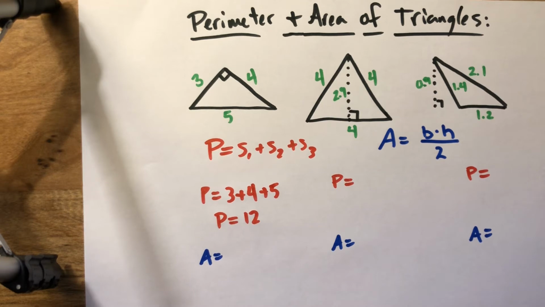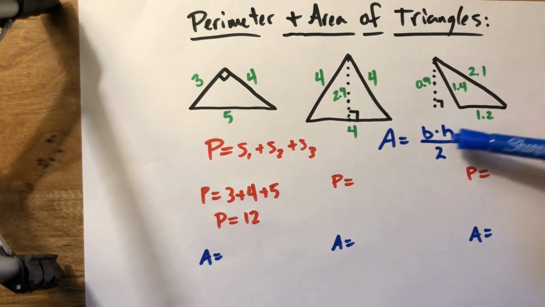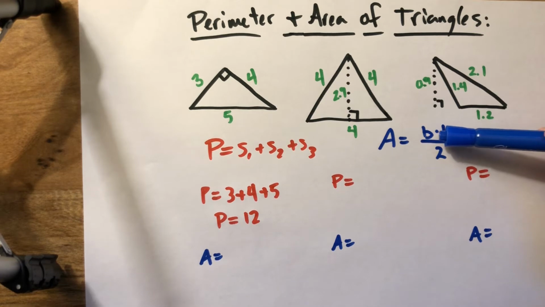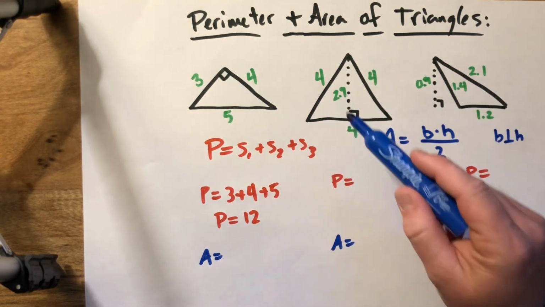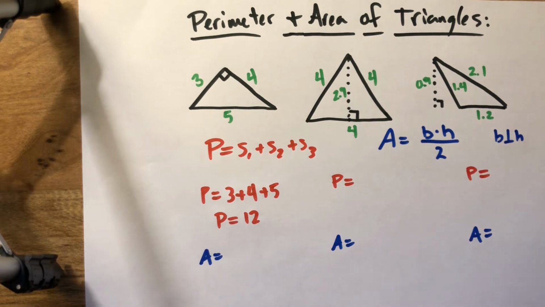Area. Now, area gets a little bit more tricky, but we looked at area last week as well. So area is base times height, all divided by 2. We looked at why last week. For this week, we're just going to stick with the formula base times height divided by 2, keeping in mind that base is always perpendicular to height. So wherever that right angle is, that references the base and the height of your triangle.